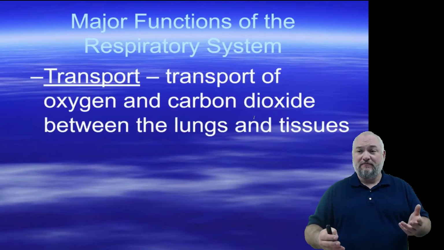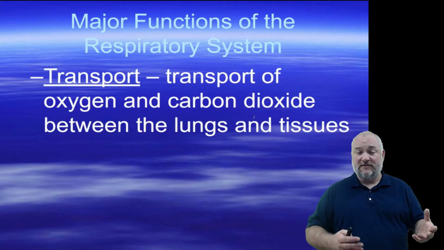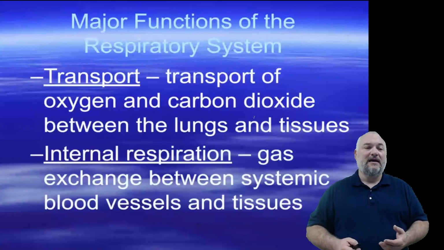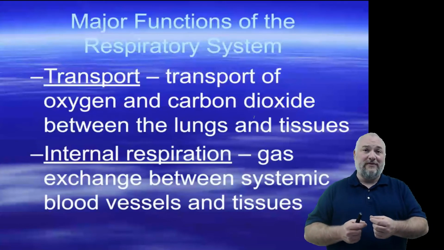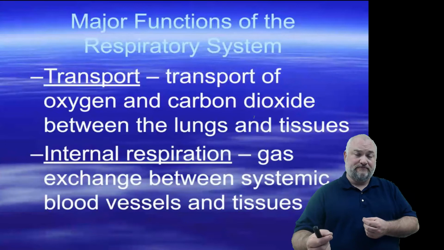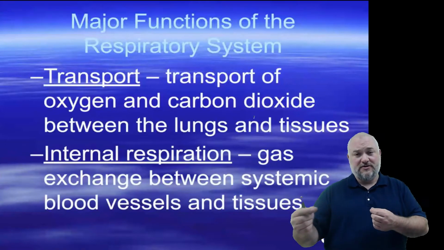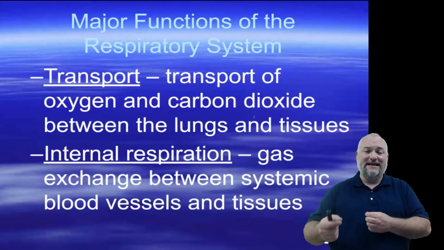Then we need transportation, which is what the circulatory system of the blood takes care of. Okay. And then we have internal respiration, which is the gas exchange within the body between the blood and the tissues. Oxygen from the blood to the tissues, carbon dioxide from the tissues to the blood. That's internal respiration.